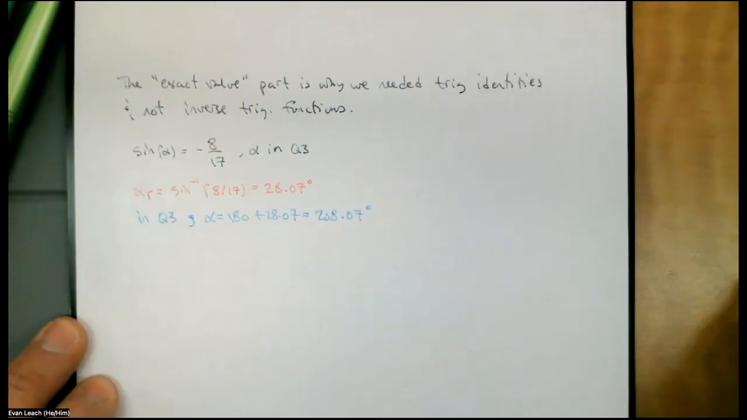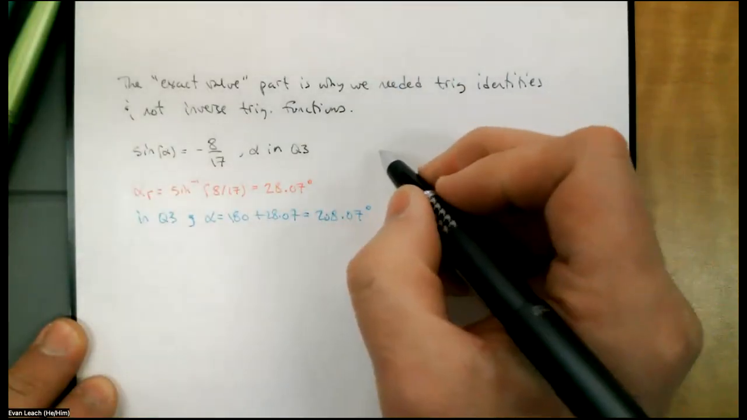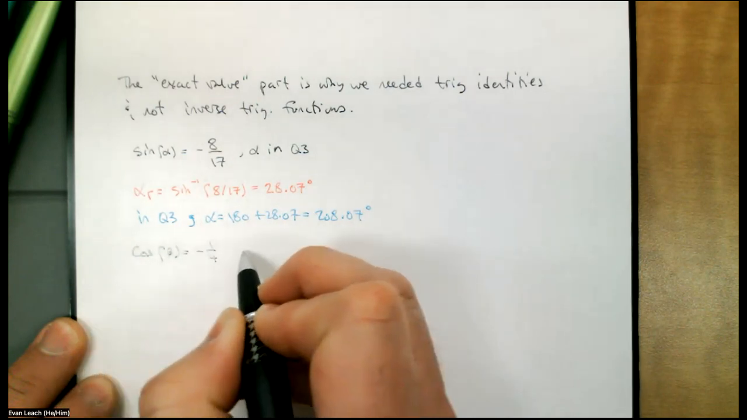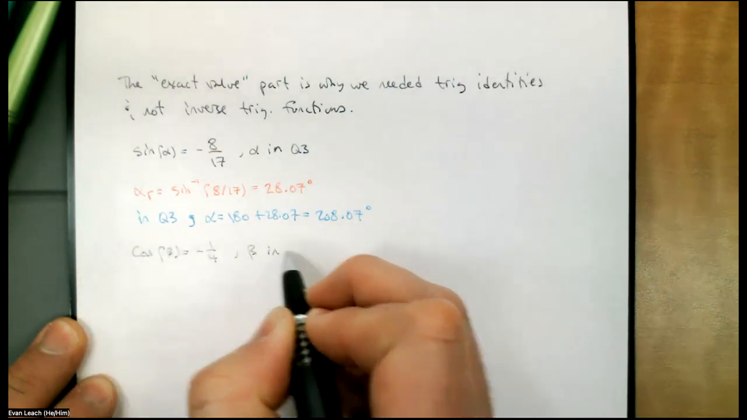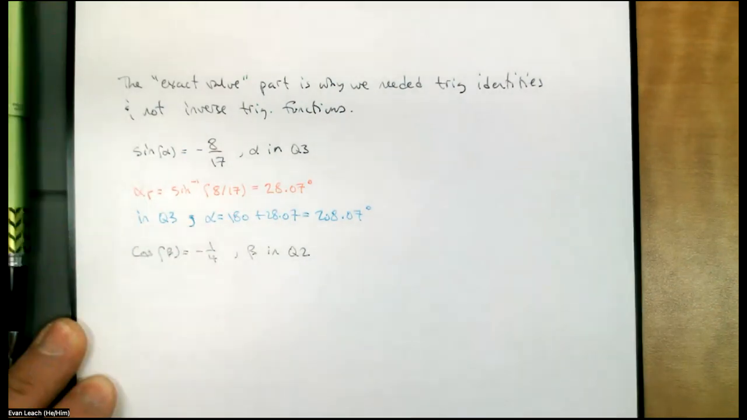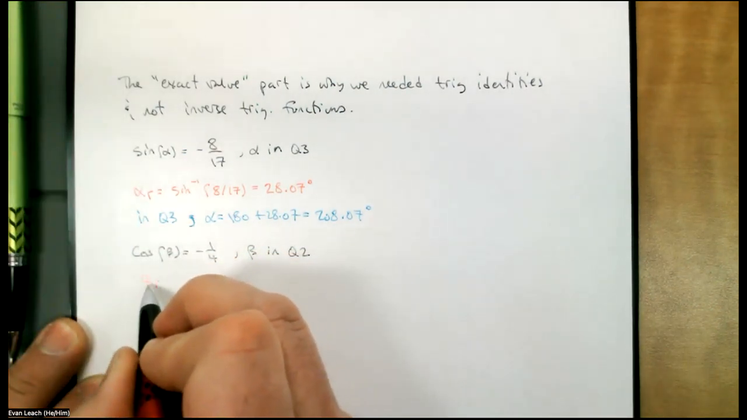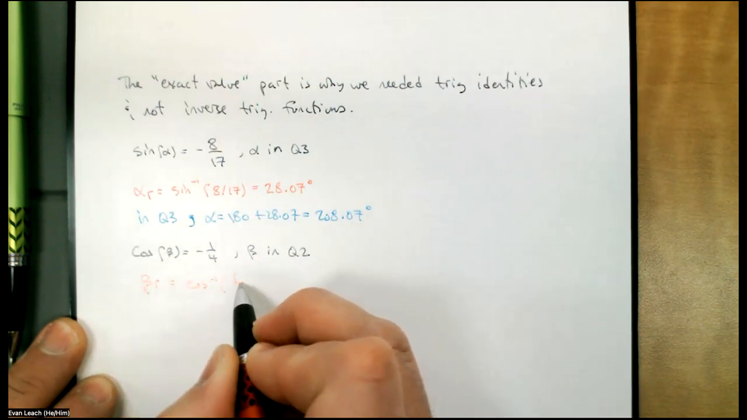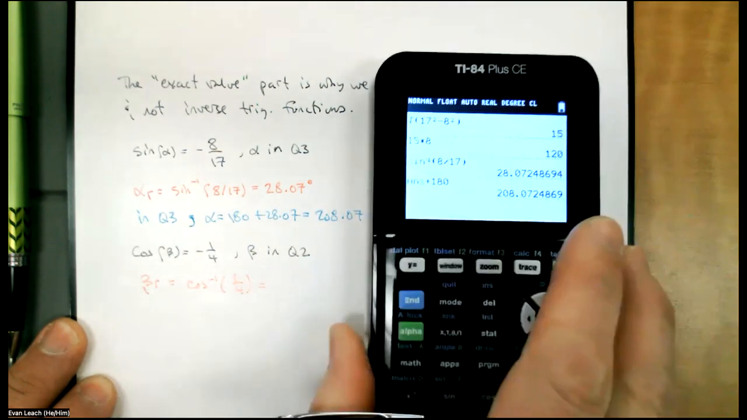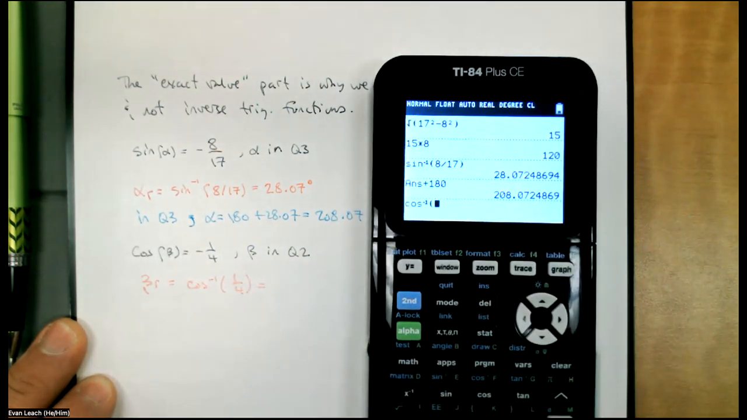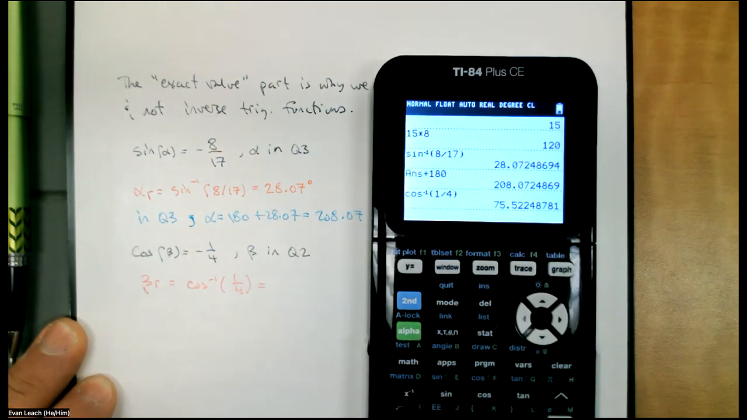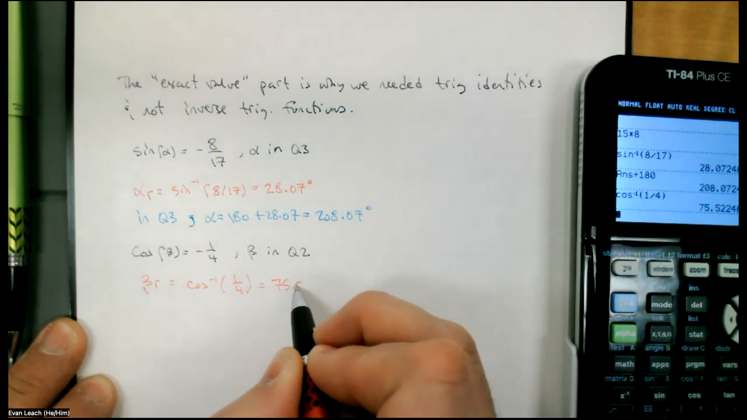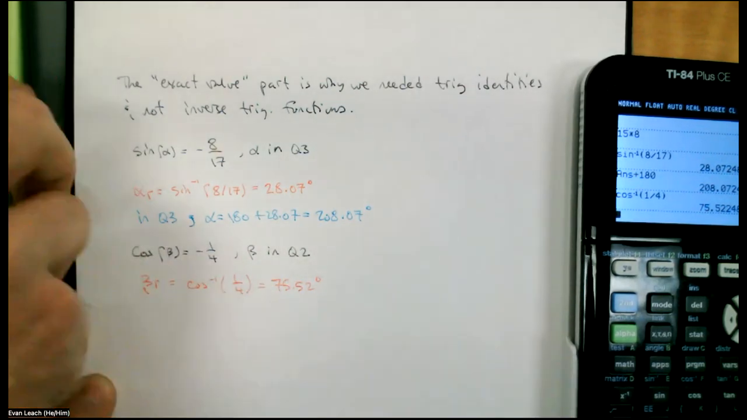Then if cosine of beta is -1/4 and beta is in quadrant 2, then we can find the beta reference angle by doing a cosine inverse of 1/4 and putting that in quadrant 2. So cosine inverse of 1/4, 75.5 degrees. And then putting that in quadrant 2.